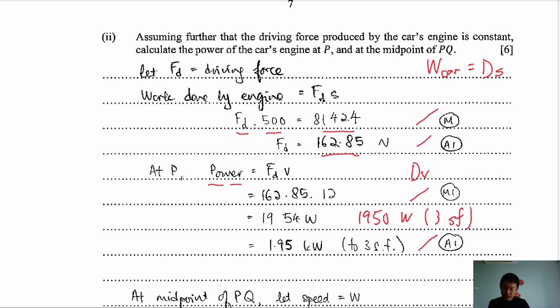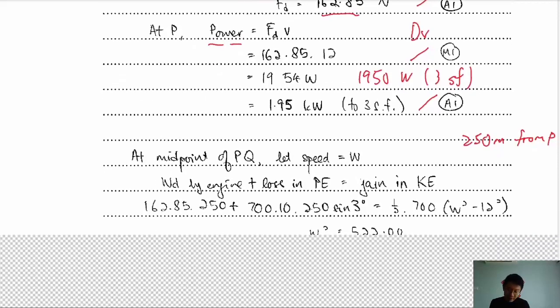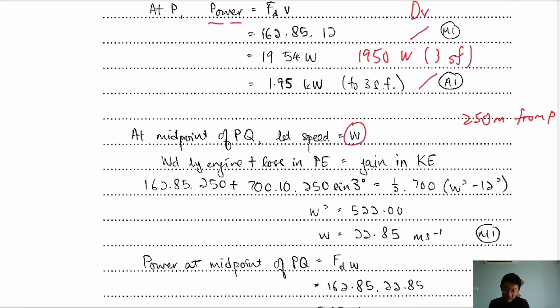So what about the midpoint of PQ? Midpoint of PQ means the car has already traveled 250 meters from P. This is the distance that the car has already traveled. Let's say we let the speed of the car at that midpoint be W. Again, we consider the work done by the engine. The work done by the engine is equal to the change in KE plus the change in PE.